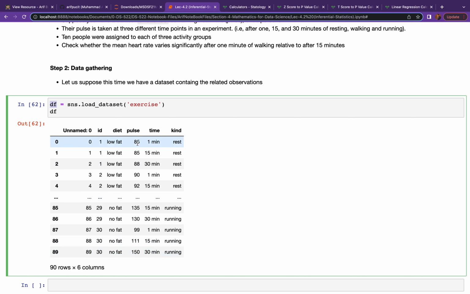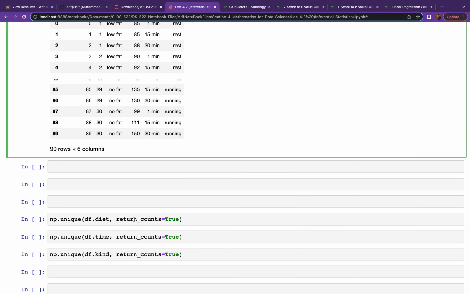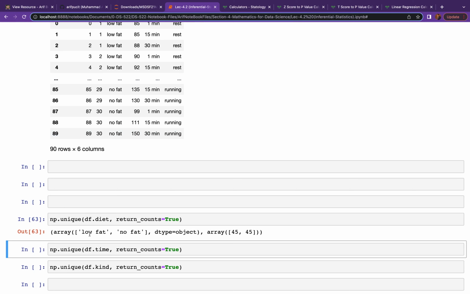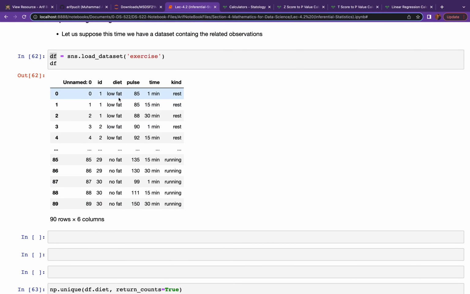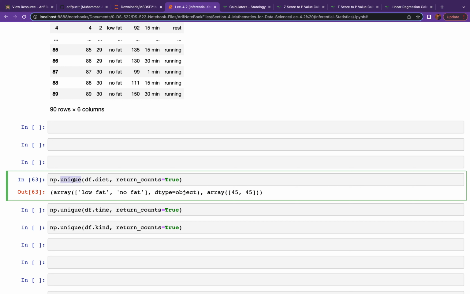We have the diet column, we have the pulse, we have the time, and we have the kind. Let me check out the unique values under the diet column using the unique method. Under the diet column, we have two unique values, low fat and no fat. I have passed df.diet to this unique method. The output shows that half of the people, 45 of the people, are on a low fat diet, whereas the other 45 are on a no fat diet.